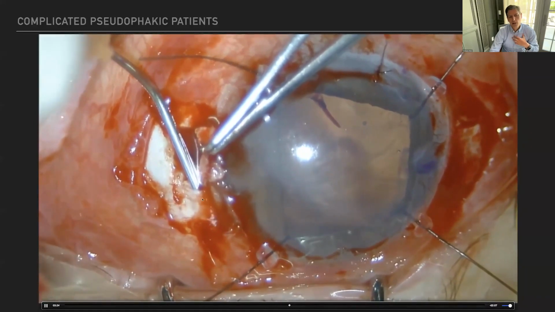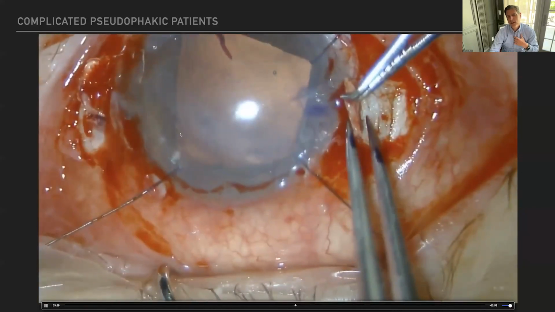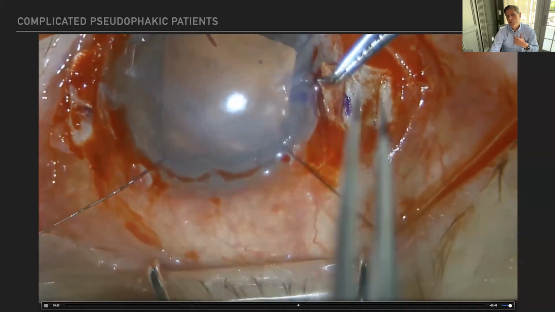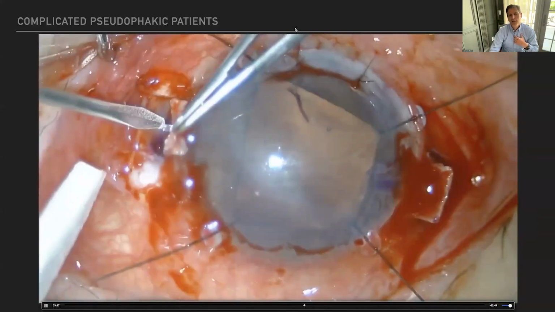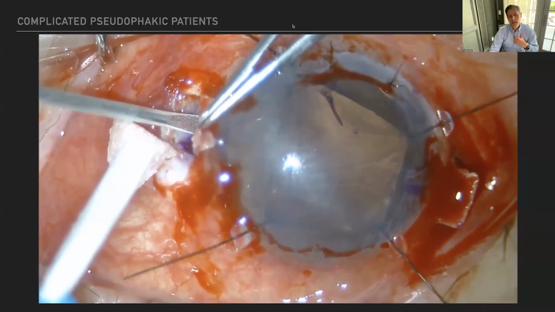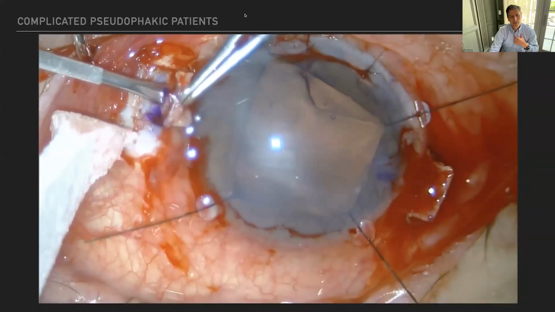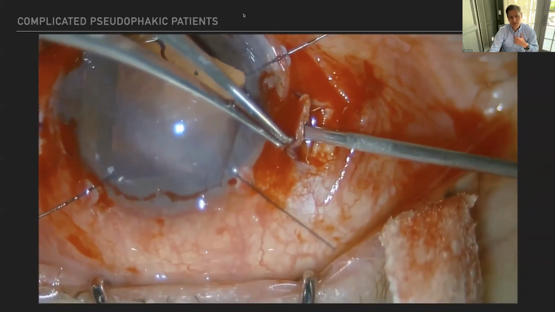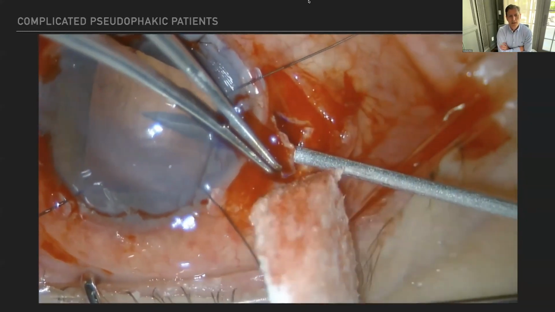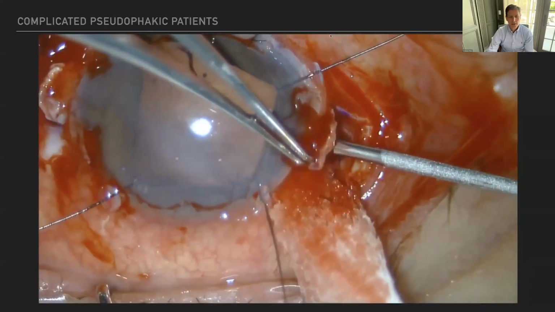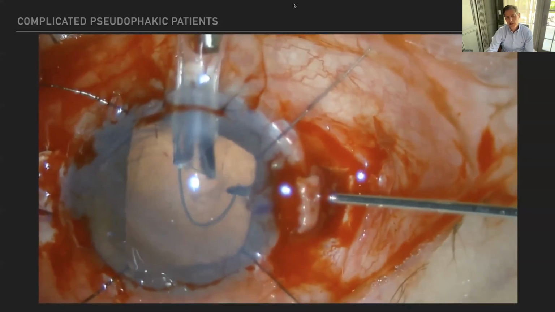Then I create these little tunnels with a bent 27 gauge needle. So it's a tunnel that's right in front. This mark is 2 millimeters posterior to the limbus, and then you create this little tunnel. Then with the V-lance, you do a sclerotomy. Again, 2 sclerotomies. Very important to see that you're able to introduce your instruments. And then a 3-piece IOL is inserted.